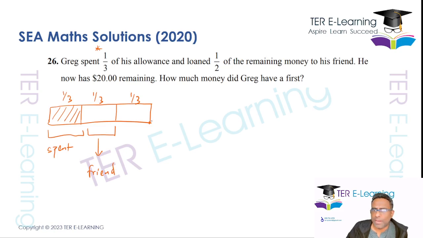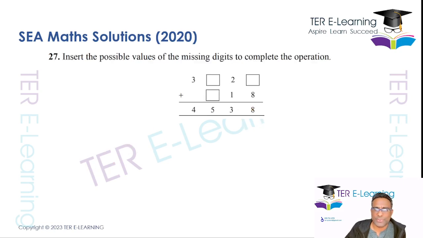He now has $20 remaining. So therefore, this is the remaining amount here, and this is $20. How much did Gregory have at first? Well, that is easy, because we know that one box is equal to $20. I have 3 boxes in total. So for the allowance, all we need to do is take 20 and multiply by 3. So you're going to get 60. So that's the allowance at the start. So that's 26. Question 27.